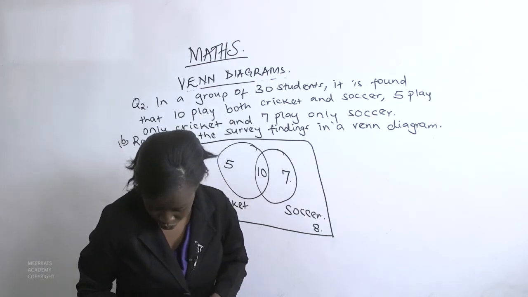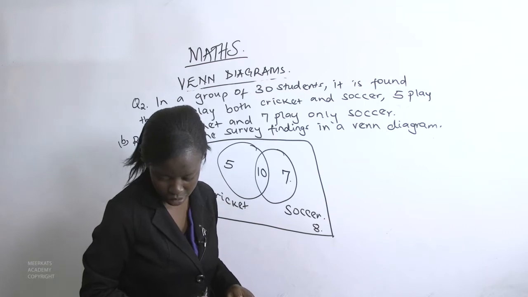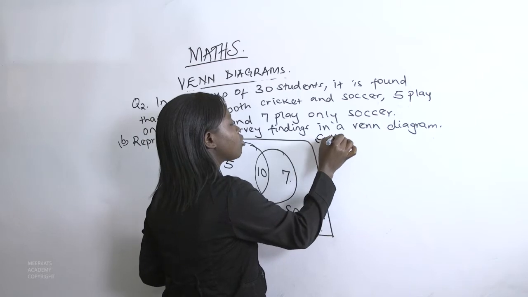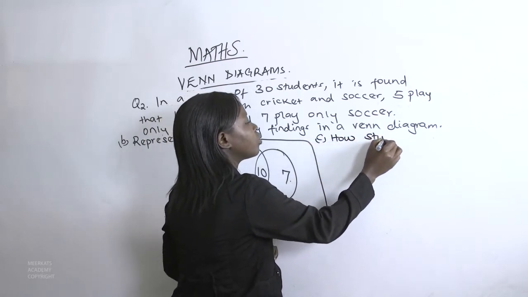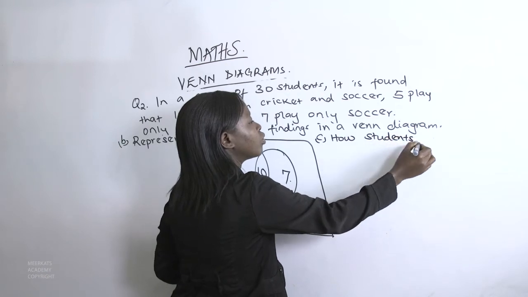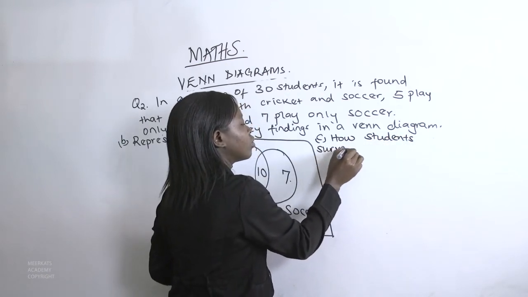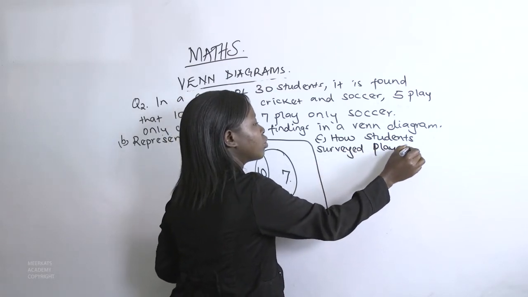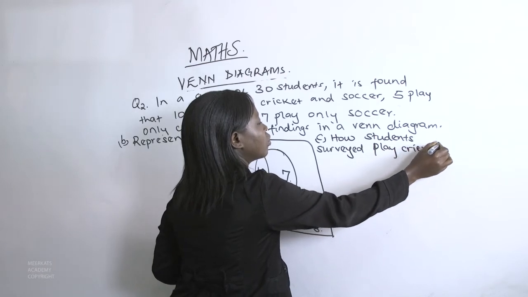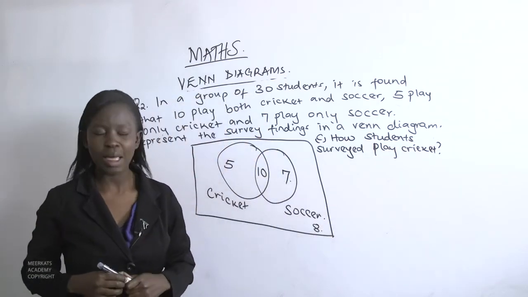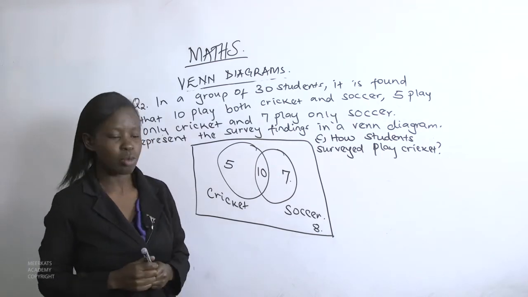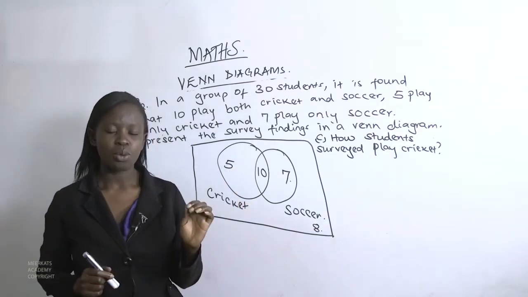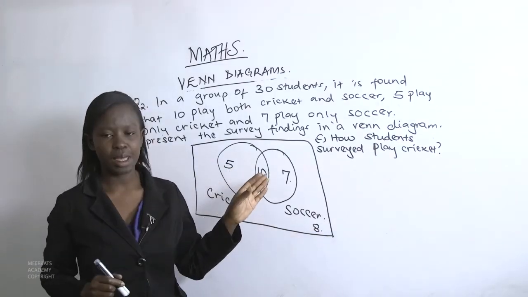Part C of the question, we are asked how many students surveyed play cricket. So we have how many students play cricket. So we find the students who play cricket. How do we get these students who play cricket? We have students who play cricket only. At the same time, we have students who play cricket and play soccer.